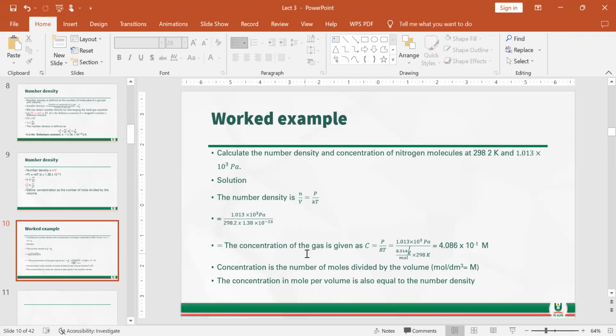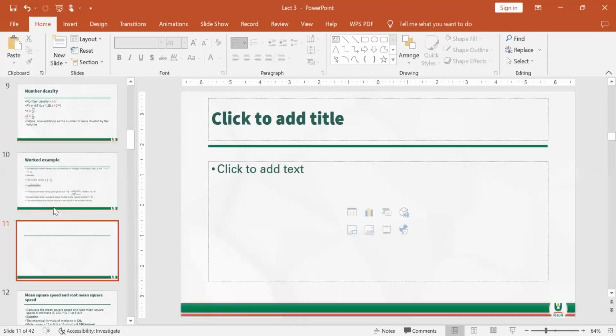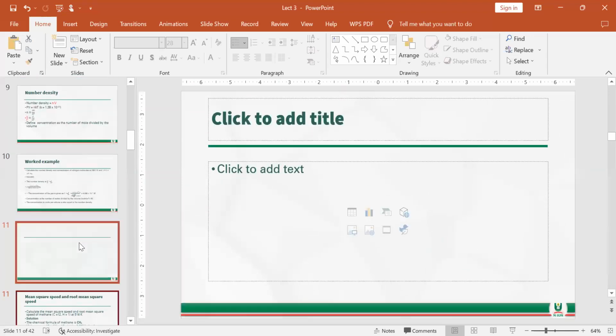So you can now substitute there, and you are able to calculate the number density. And now, again, I say that the number density is the concentration. The value here is also equal to the concentration. So that's what I have done so far.